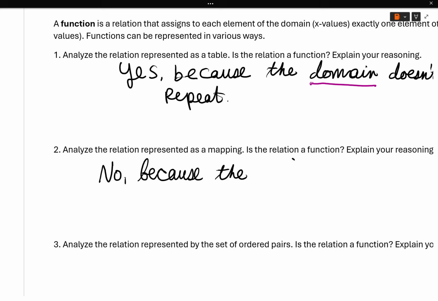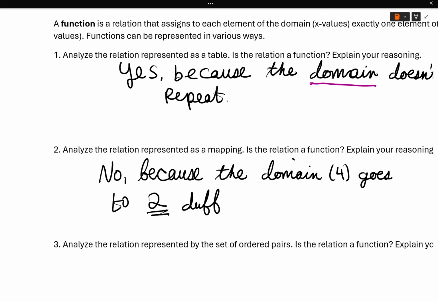Because the domain of 4 goes to two different, let's write that again, different ranges.